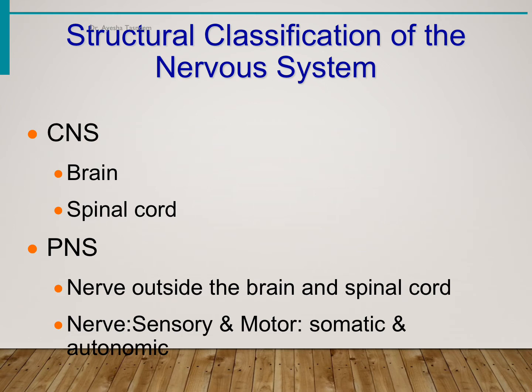The motor or the efferent divisions are further classified as somatic or autonomic. The somatic deals with voluntary actions, and the autonomic nervous system nerves are linked with involuntary actions.